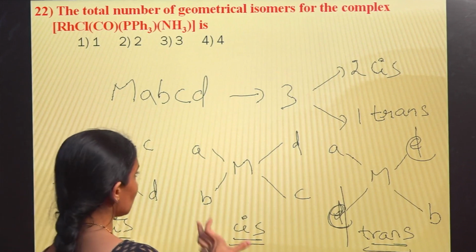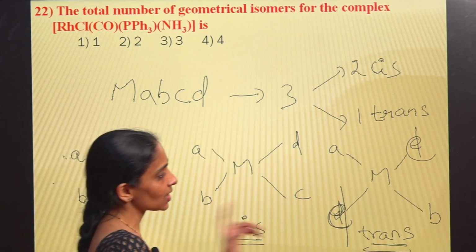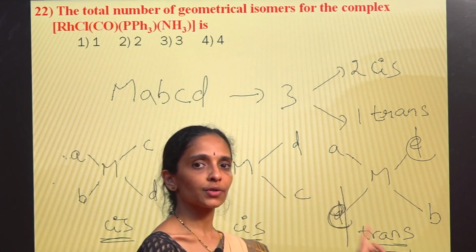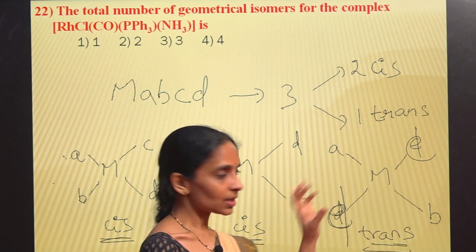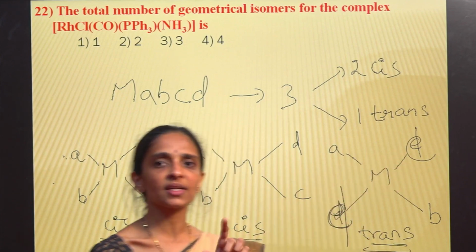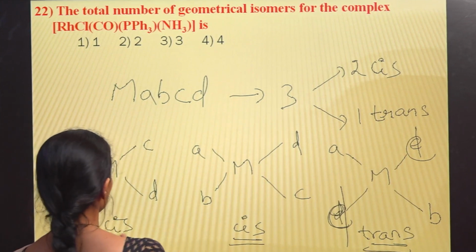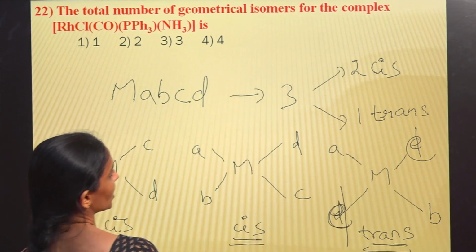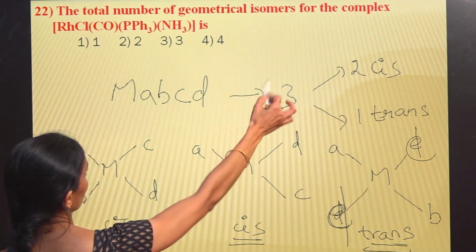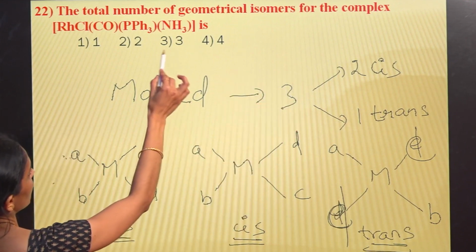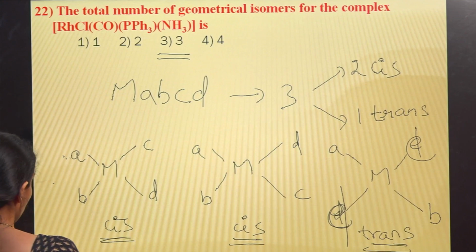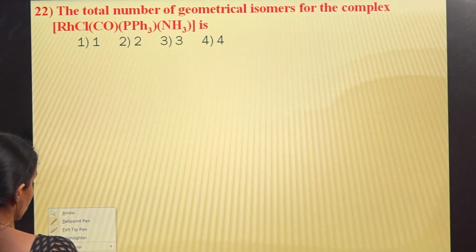In cis you get two different forms, but in trans you are going to get only one form. Exchanging the positions of C and D is not going to change anything. That is why totally 2 cis and 1 trans forms, 3 geometrical isomers are possible, and option 3 is the right answer.